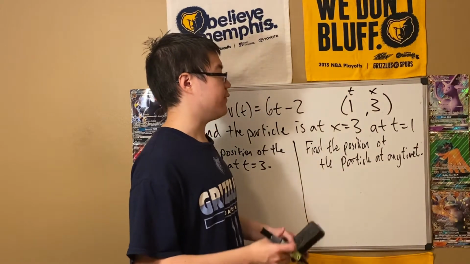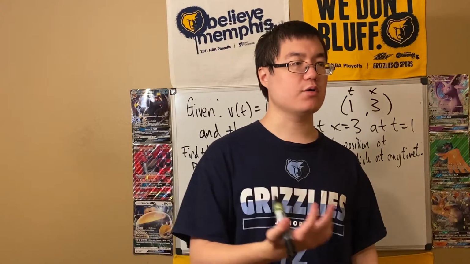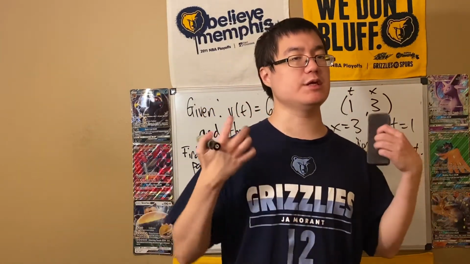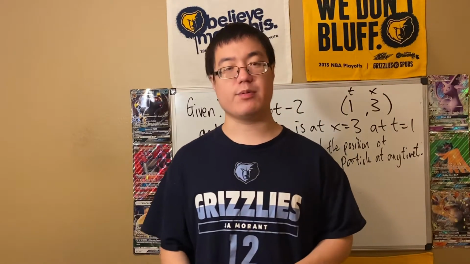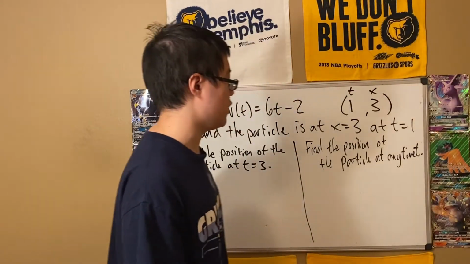Like, for example, if they said initially, that means the time is 0. If they said the particle is left of the origin, like 3 units left of the origin, that means the particle's position is -3. If the particle is at rest, that means the velocity is 0. Various particle motion rules that you want to be aware of.